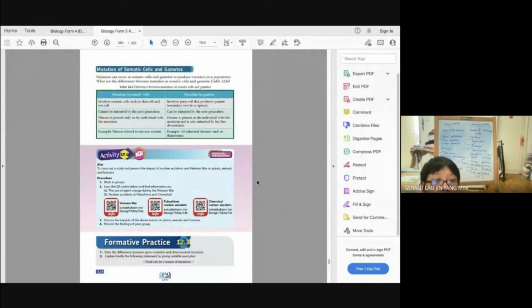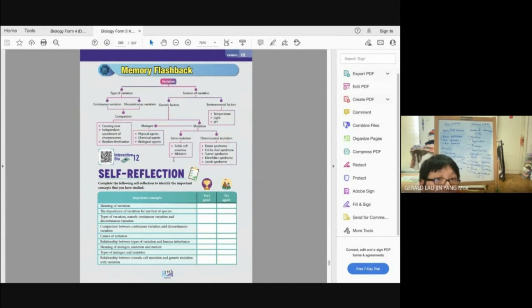Okay, so you look at this final, I think it's final. Yeah, final one, mutation in somatic cell. It involves a somatic cell, which is skin cell, eye cell, upper cell, except gamete lah. Mutation in gamete, that means your sperm and ovum lah. Mutation in somatic cell cannot be inherited by the next generation, but because your gamete is to reproduce offspring, it can be inherited by next generation lah. Disease is present only in the individual for somatic mutation, but for gamete, you can inherit it to the descendant lah. Okay, so that's all for chapter 12.